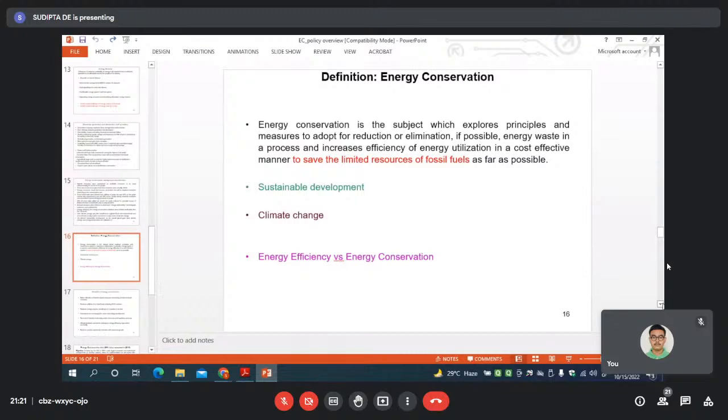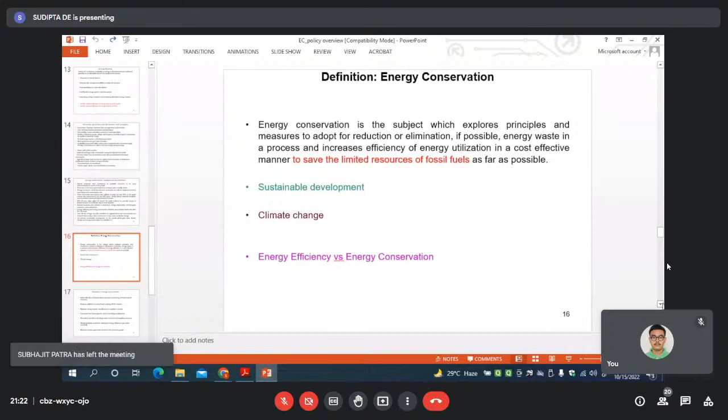It is defined as: energy conservation is the subject which explores principles and measures to adopt for reduction or elimination, if possible, of energy waste in a process and increases the efficiency of energy utilization in a cost effective manner. Elimination of 100% may not always be possible, because in the name of energy conservation, you cannot stop using energy. So always remember that the reduction of energy waste is the objective, not full elimination.